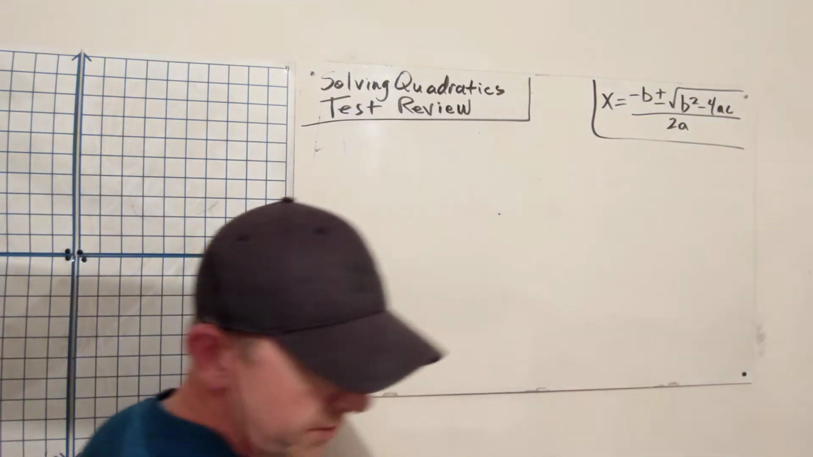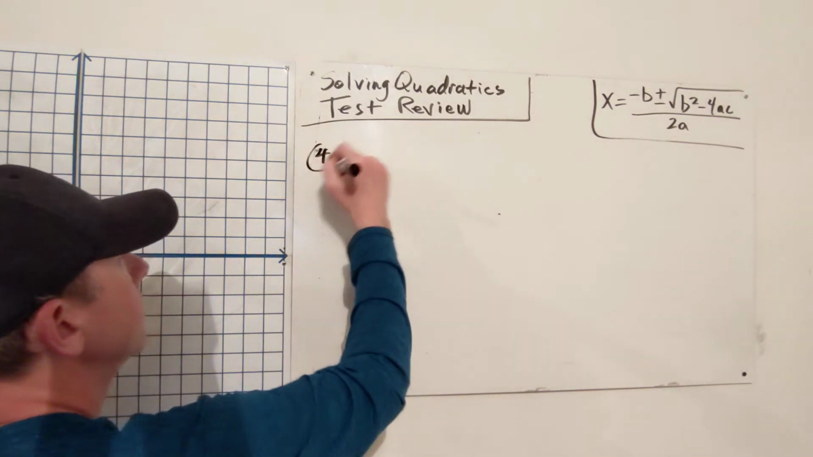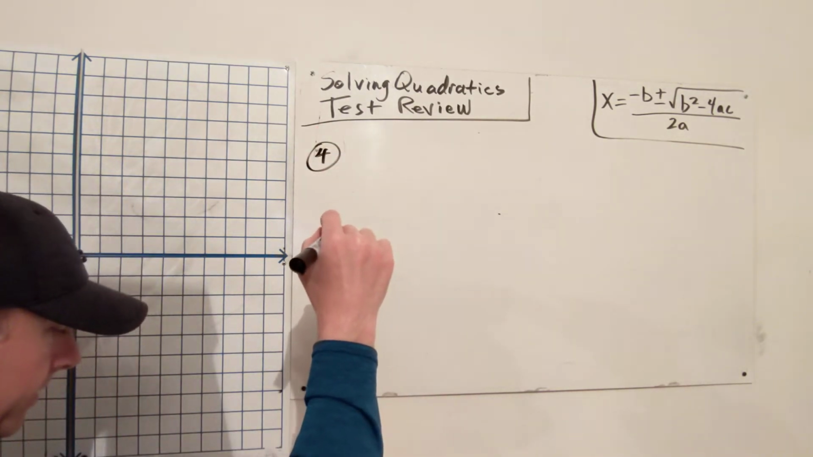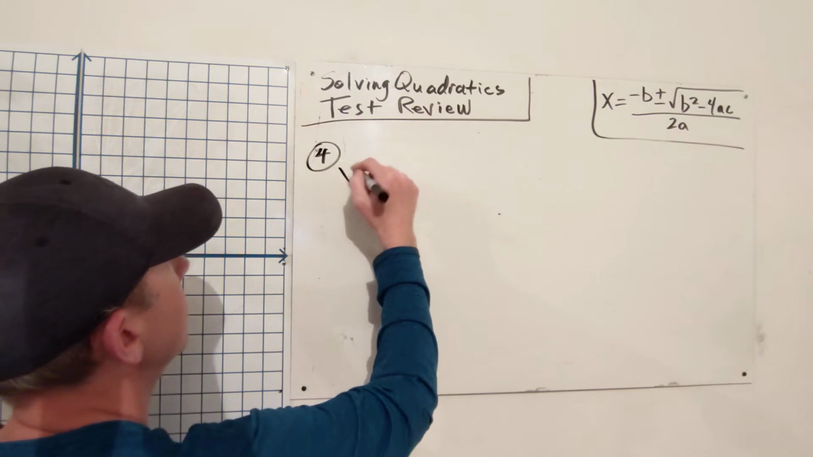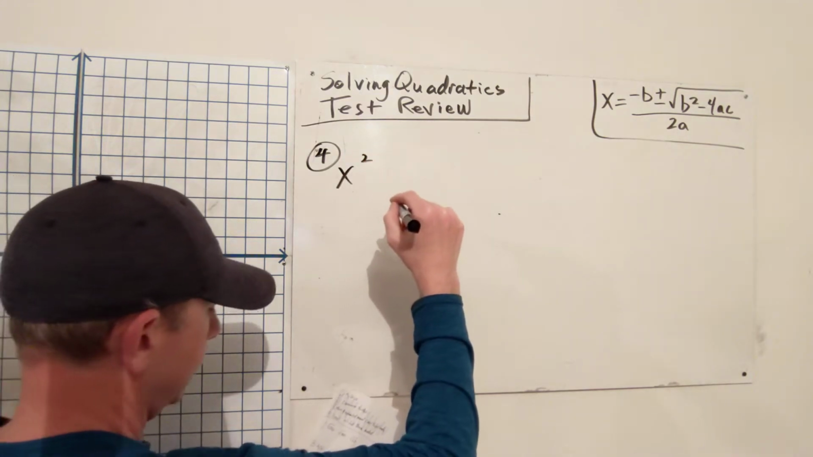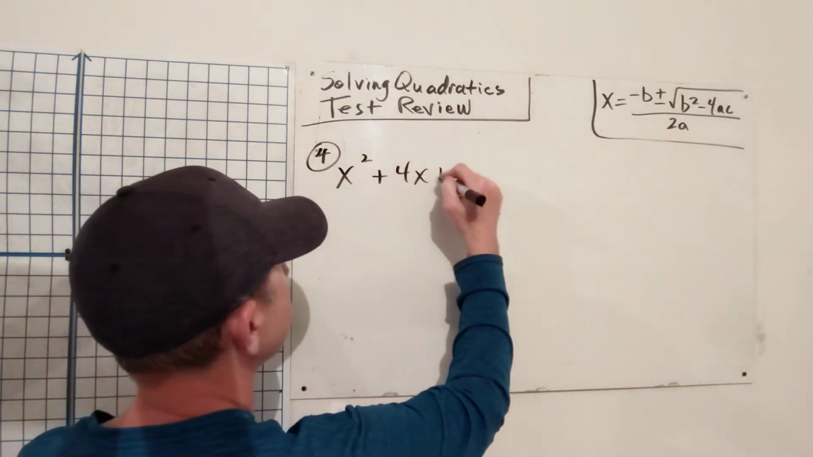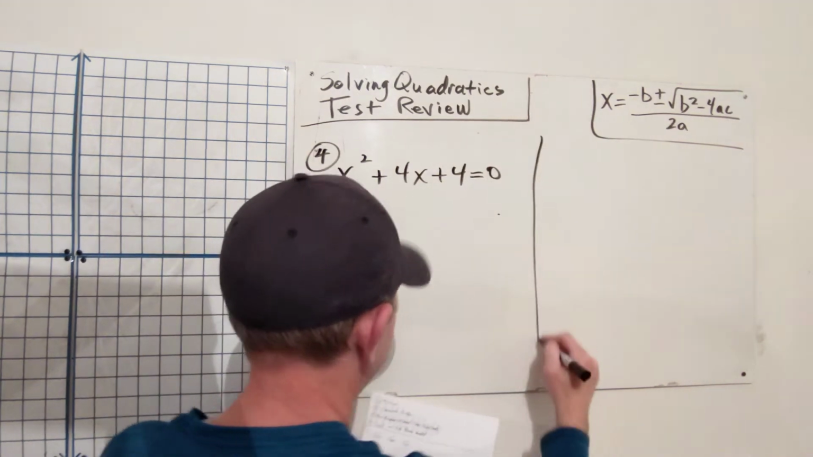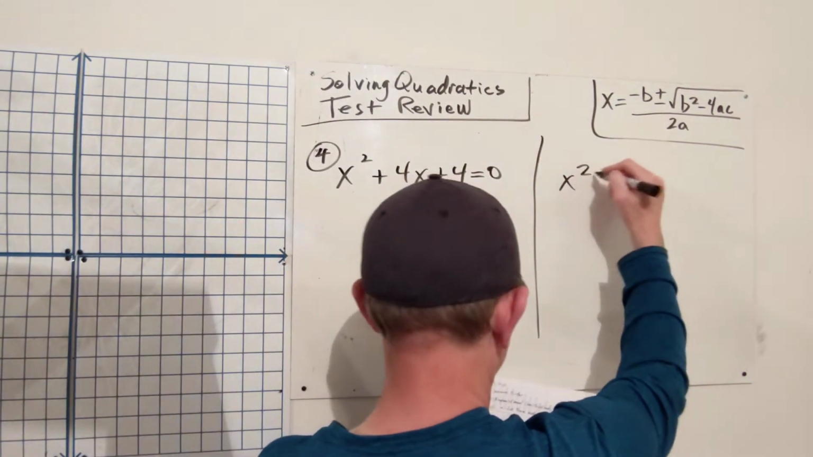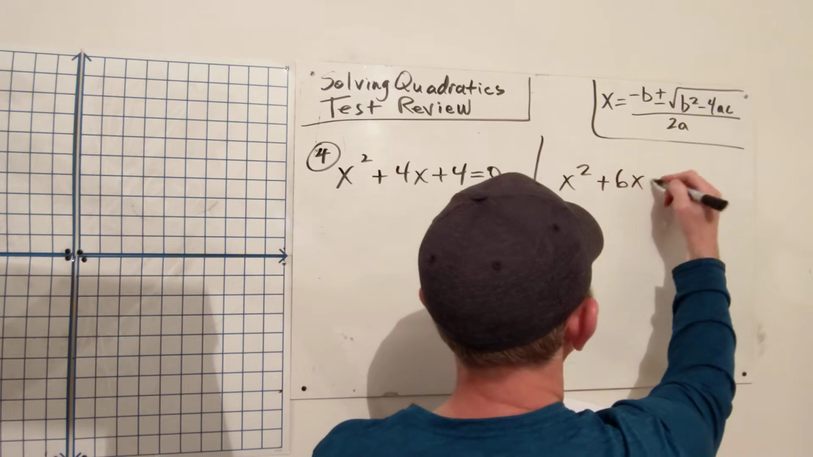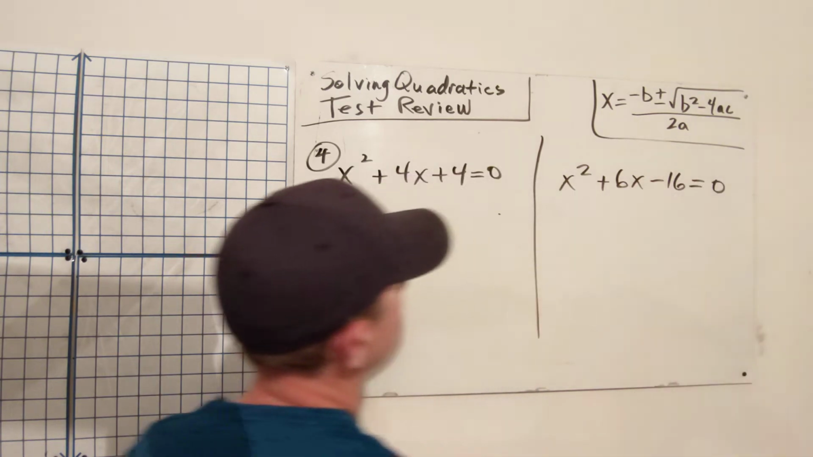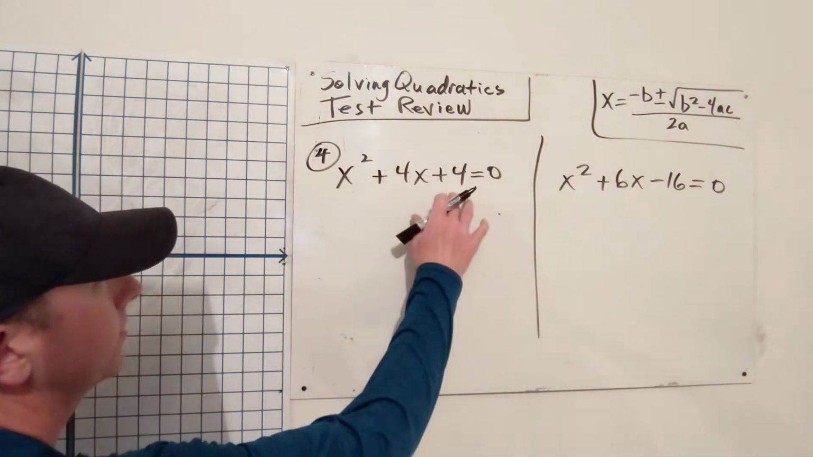All right, and keep moving here. Number 4. This one, we finally get to solve some quadratics here. X squared plus 4x plus 4 is equal to 0. Or you might have had x squared plus 6x minus 16 equals 0. All right, so we have a trinomial.